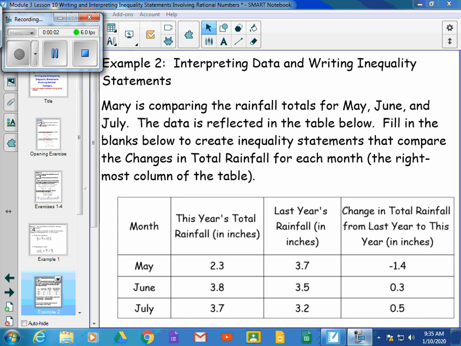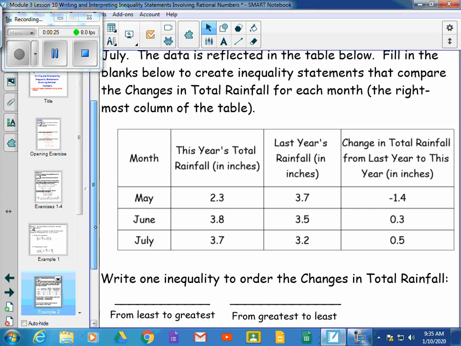Example 2, we're going to interpret data and write inequality statements. Mary is comparing the rainfall totals for May, June, and July. The data is reflected in the table below. Fill in the blanks below to create inequality statements that compare the changes in total rainfall for each month, the rightmost column of the table.